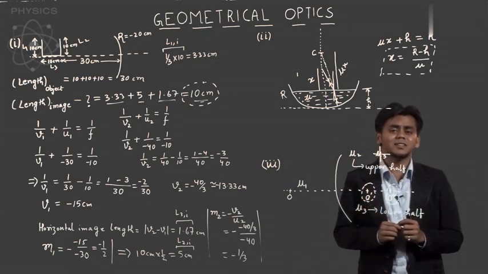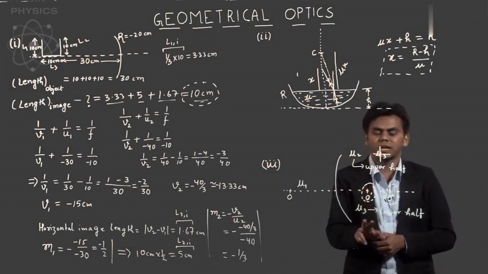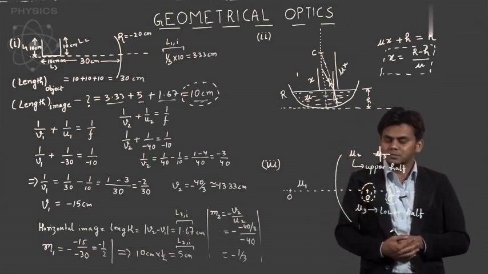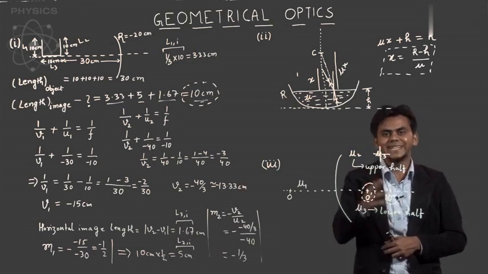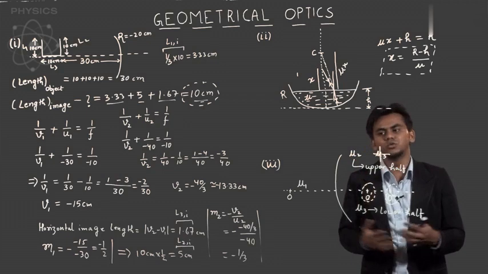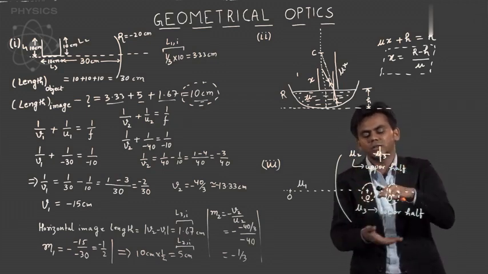You have to understand that there's nothing like an average value over here. mu2 is also acting, mu3 is also acting, but mu2 is for the upper half, mu3 is for the lower half. But yeah, you could say that the intensity of the images at O dash and O double dash would be reduced. Why? Because half the rays are going to the upper half and half of them are going to the lower half.